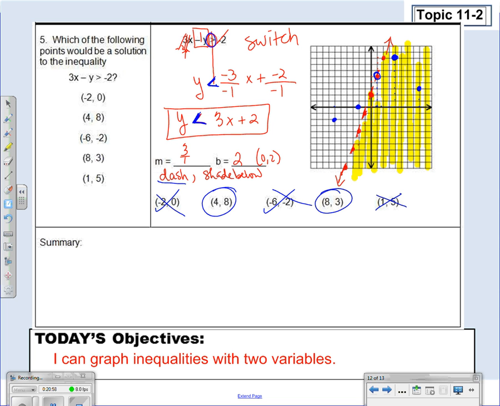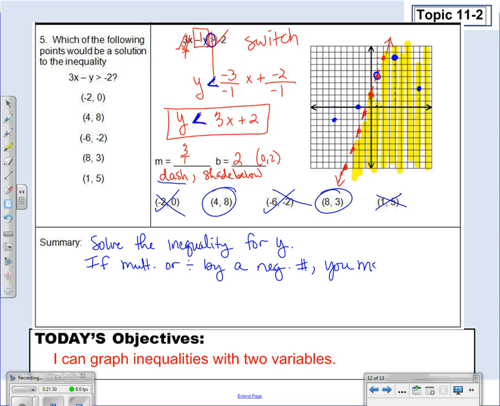So to answer our question, how do I graph inequalities with two variables that are in standard form? We must solve the inequality for y. And if you multiply or divide by a negative number, you must switch the signs. I'm sorry, switch the inequality.